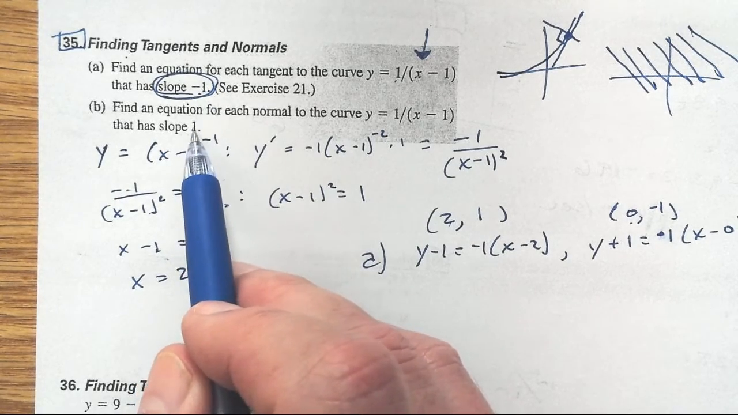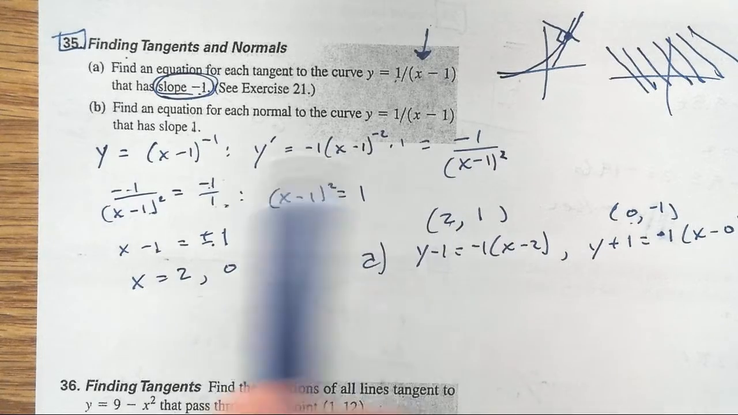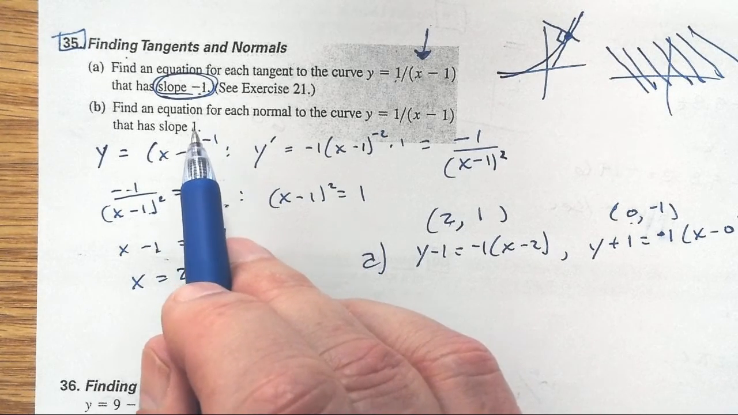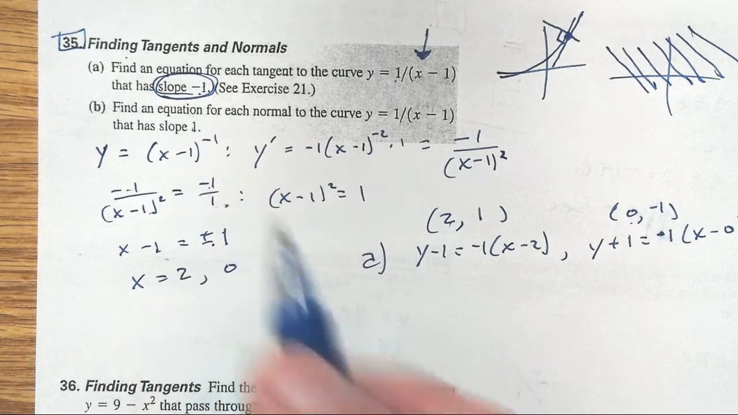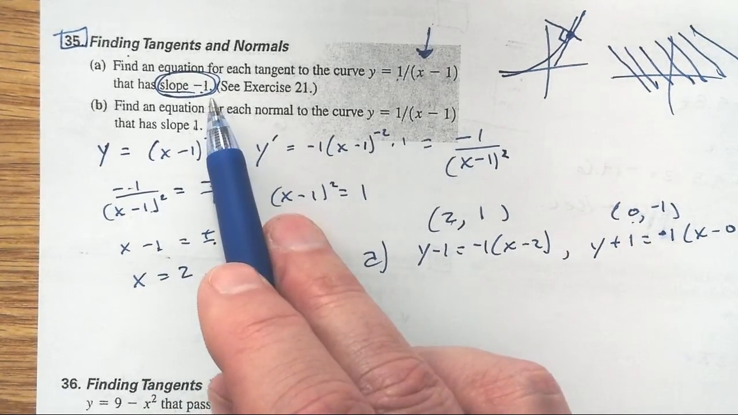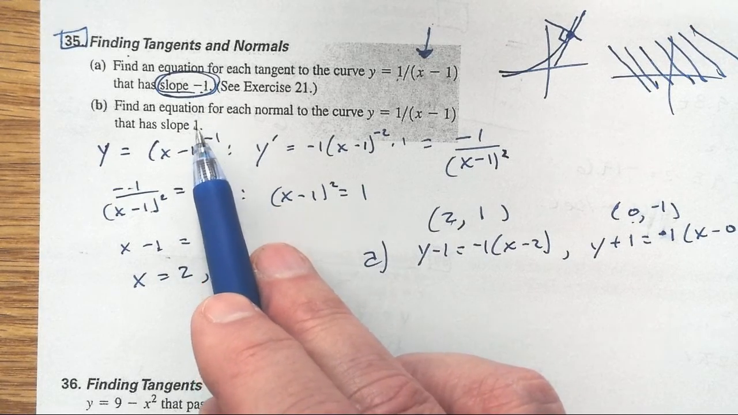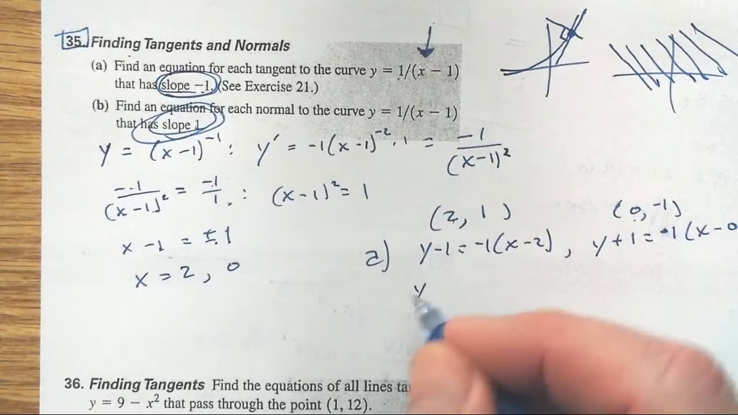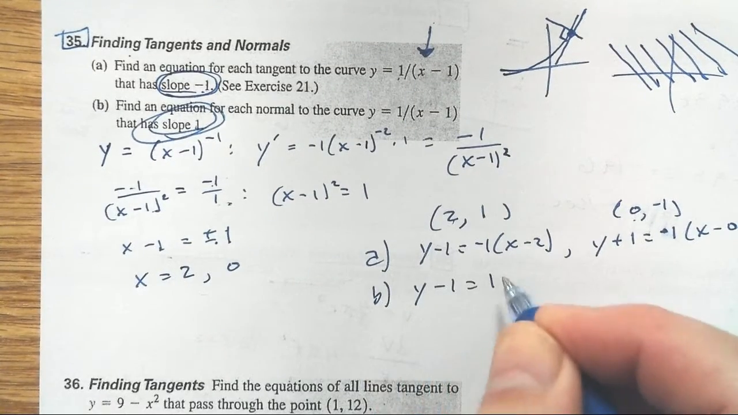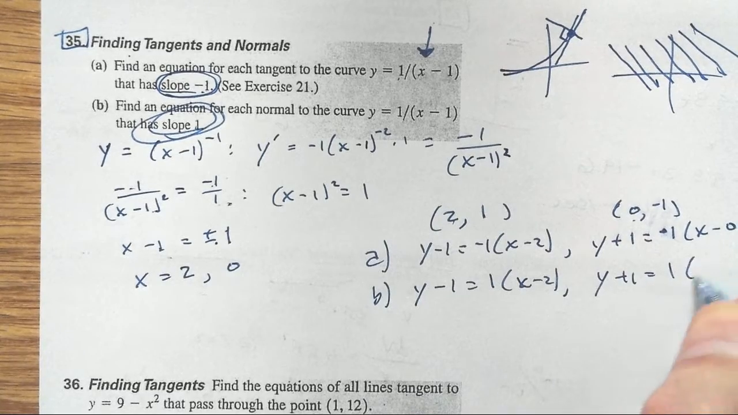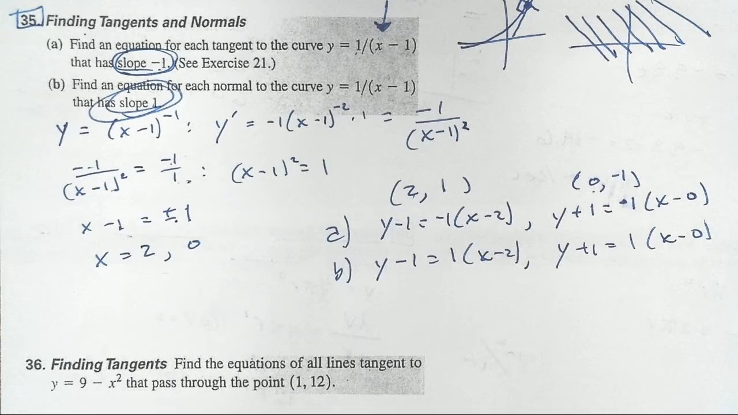If this was slope 2, we'd have to do all this work again and change this to 2. But since it's just perpendicular, it's going to be the same points based on our slopes here, and we want a slope of 1. So B, y minus 1 equals 1 times x minus 2, and y plus 1 equals 1 times x minus 0, 0 for emphasis. And that is it.